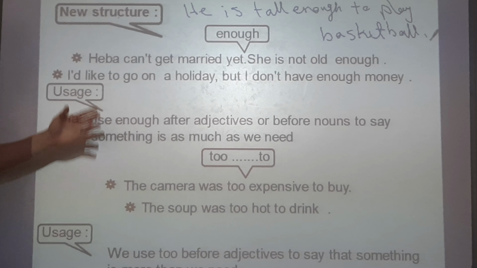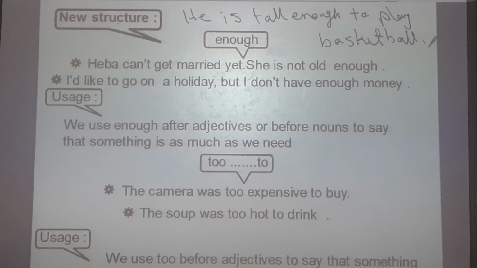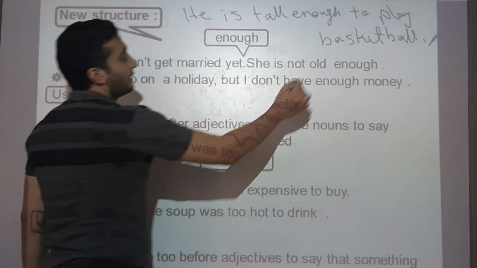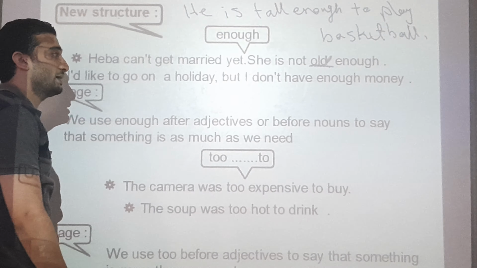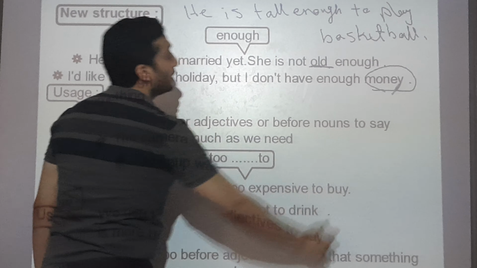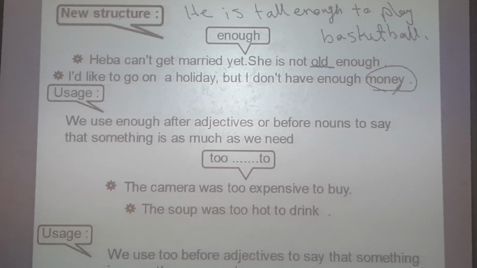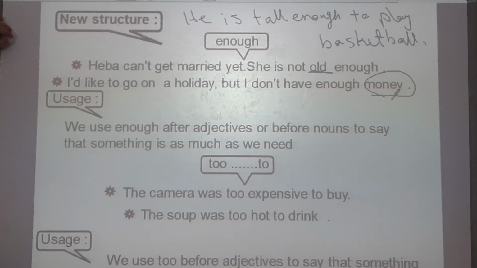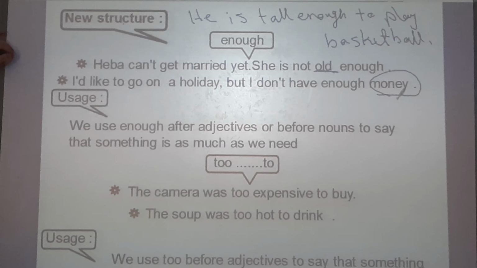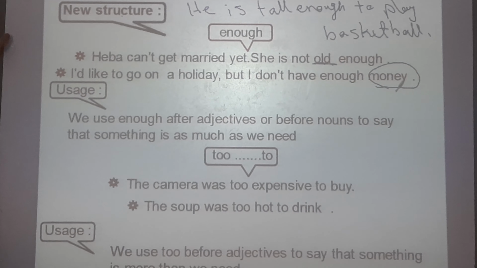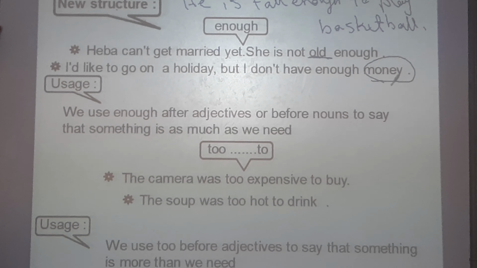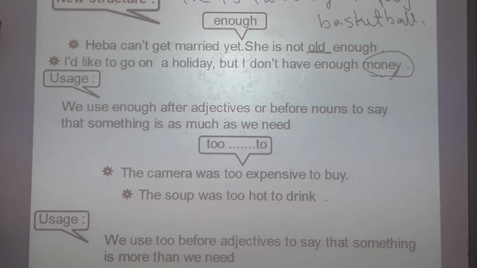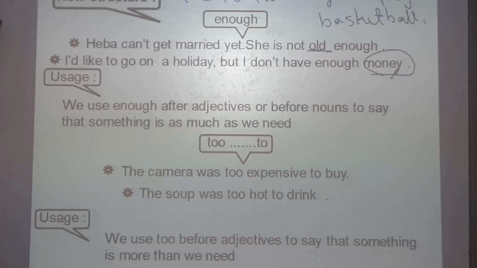Like Heba can't get married yet. She isn't old enough. But here is, yes, an adjective, but here is a noun. So enough comes before nouns and after adjectives. Like I'd like to go on a holiday, but I don't have enough money. Again, we use enough after adjectives or before nouns to say that something is as much as we need.